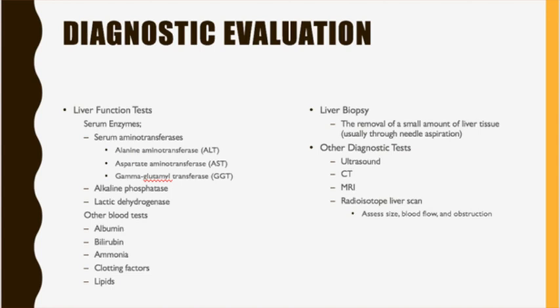It's important that you remember these, hint, hint. And then there's also alkaline phosphatase and lactic dehydrogenase. Some other blood tests that might be ordered are albumin levels, bilirubin, ammonia, clotting factors, and lipids. They may also do a liver biopsy to look for different things such as cancer, or they might do an ultrasound, CT, MRI, or other imaging to take a look at the liver's size and if there's any damage present.